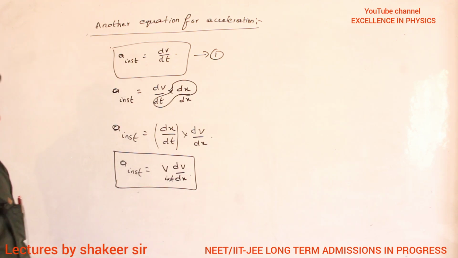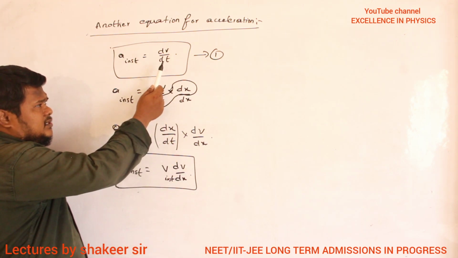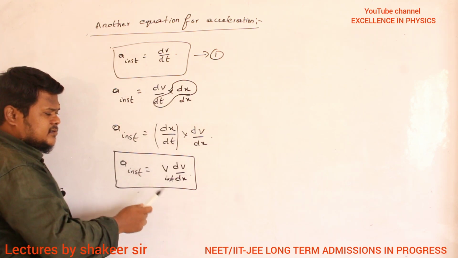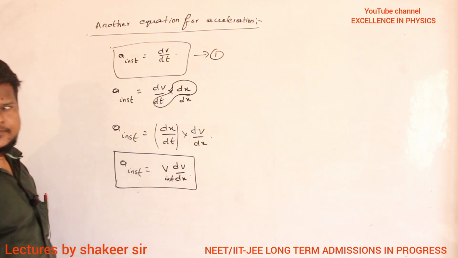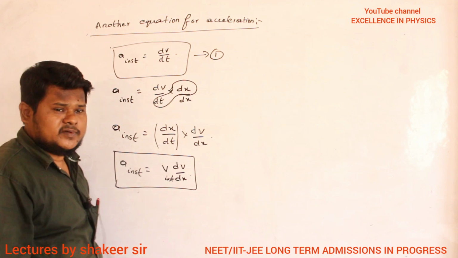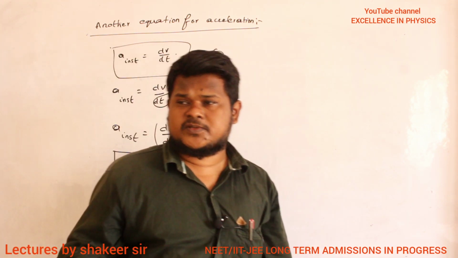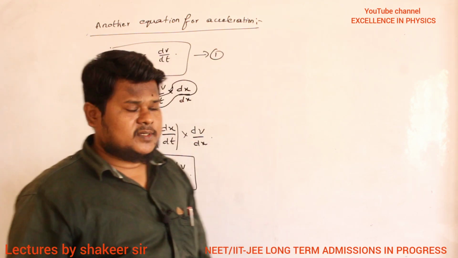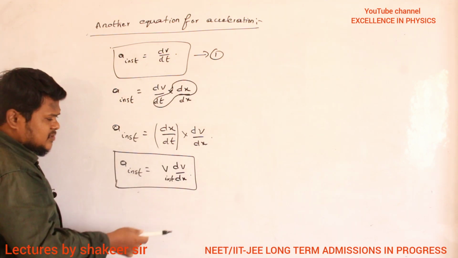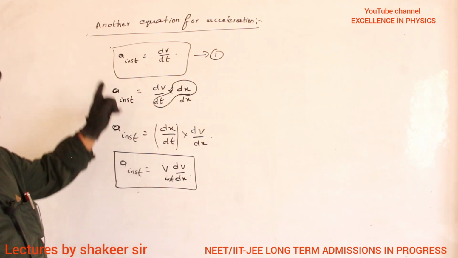Clear? Now, in which condition can I use each equation? I have derived two equations. It means there should be some purpose, no? Why are we deriving two equations? What is the purpose of this equation?